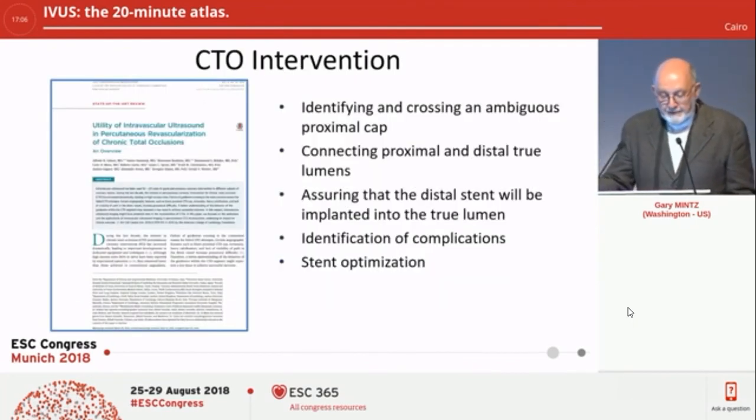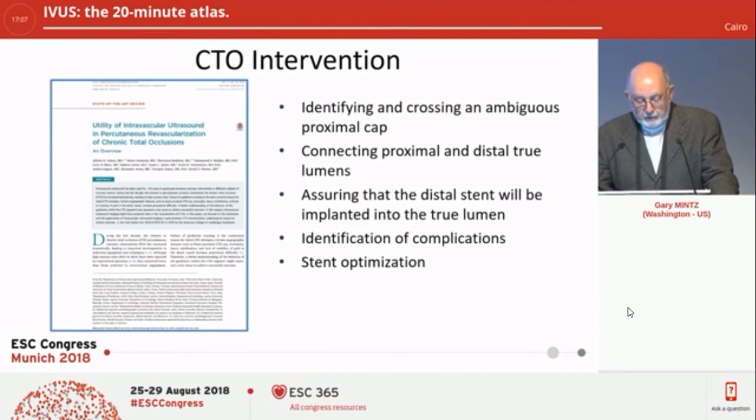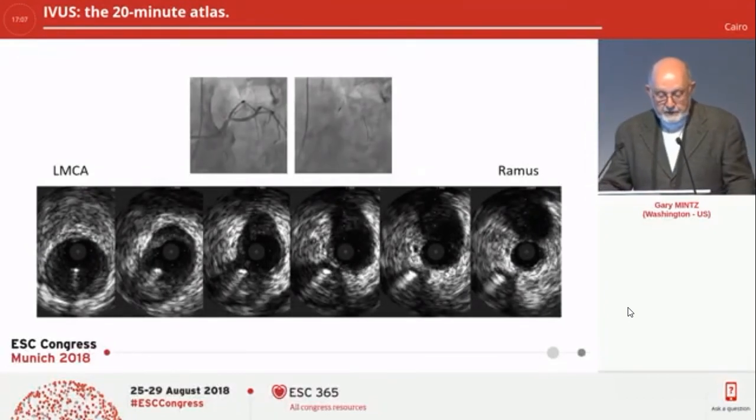A couple of words about CTO intervention, because IVUS is useful in identifying and crossing an ambiguous proximal fibrous cap, connecting the proximal and distal true lumens, assuring that the distal lumen will be implanted into the true lumen, and identification of complications and stent optimization.